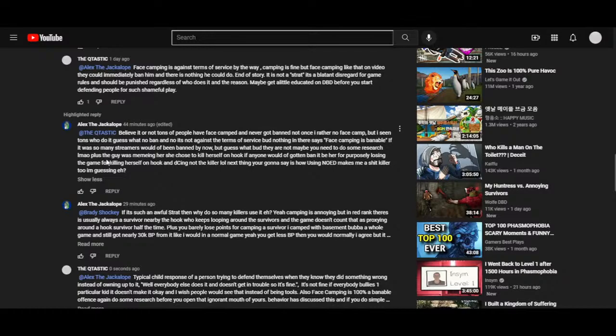Laughing my ass off, plus the guy was memeing her. She chose to kill herself on hook. If anyone would have gotten banned, it would be her for purposely losing the game or killing herself on hook. Really? Now, your third form of argument, you were going to try to turn the situation on the victim. Really?